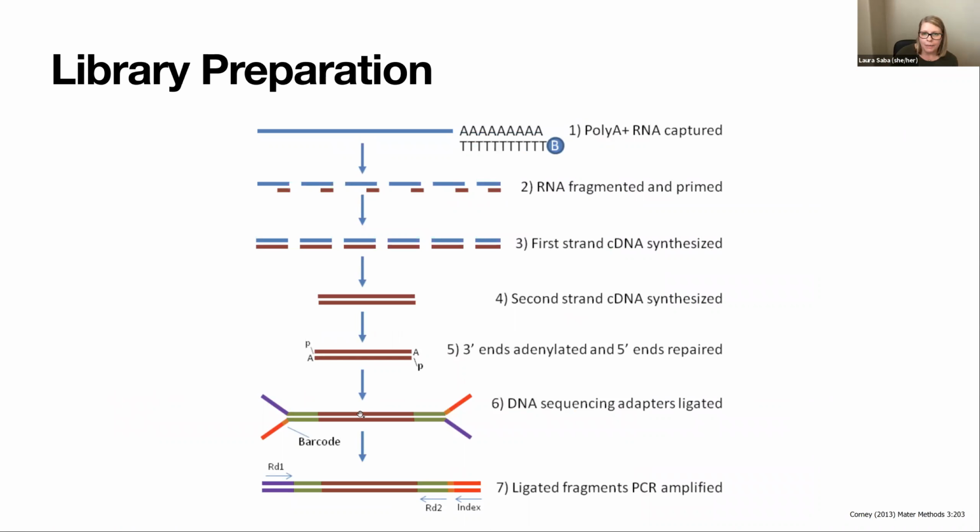The library prep step is that first step where, in this example, we've taken the poly-A part of it. We fragmented and primed it, and then we do a lot of synthesizing to get it down to this double-strand cDNA, so then we can add all our barcodes, and eventually it gets amplified on the system.